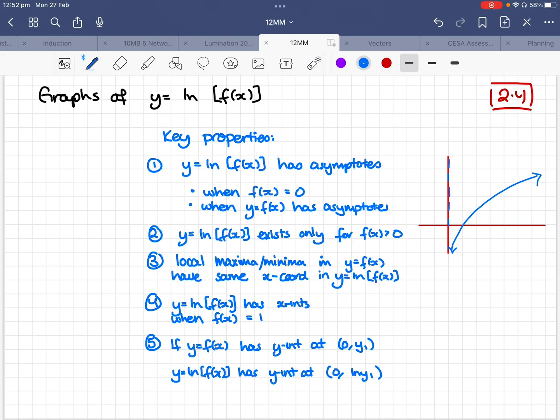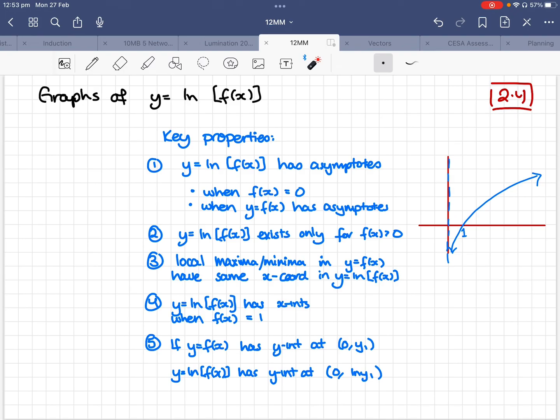It has an asymptote on the y-axis. It is undefined when x is equal to 0, and it has an x-intercept at x is equal to 1 because ln of 1 is equal to 0. So when we're talking about f of x being equal to 0, that's a point where we're trying to figure out what ln of 0 is. But ln of 0 here is the location of the asymptote due to ln. If f of x itself has some asymptotes, then they will be reflected in ln of f of x as well. They'll appear there as well.